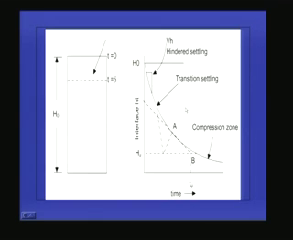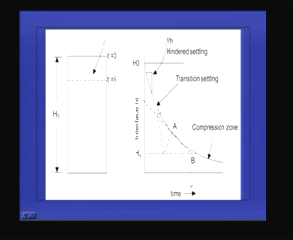In this curve itself, we can see different portions. This portion, the straight line portion, gives the hindered settling. If you take the slope of this portion, that will give you the hindered settling velocity, that is VH. This velocity is very important for the design of the sedimentation tank for the clarification purpose, and this is the transition zone and this is the compression zone.